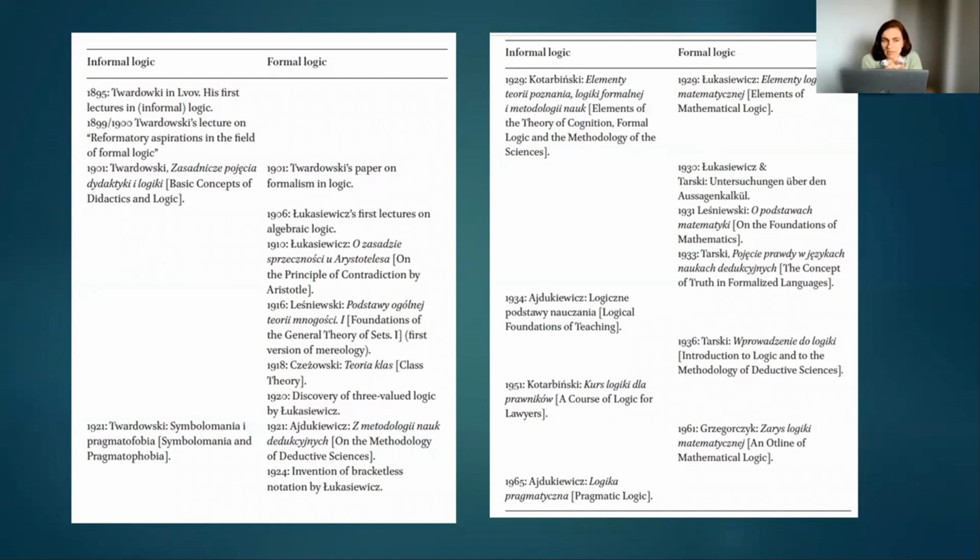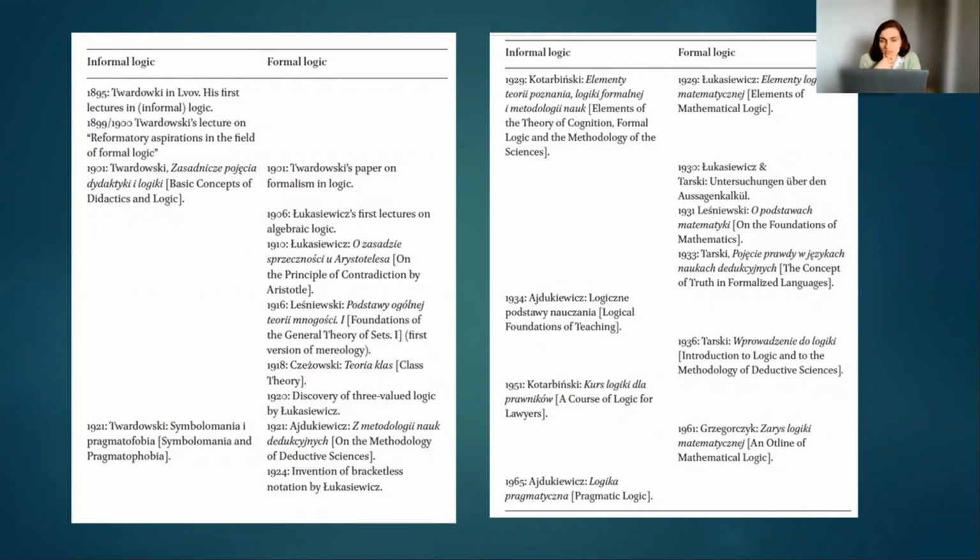Why did I put it on the left, so on the side of informal logic? Because Twardowski presented this formal logic, but very critically. His attitude was critical, so that's why it was a criticism from the point of view of informal logic. Now, in 1901, Twardowski published his book, Basic Concepts of Didactics and Logic, and the same year he wrote a paper on formalism in logic, when he presented the newest approaches to formal logic.